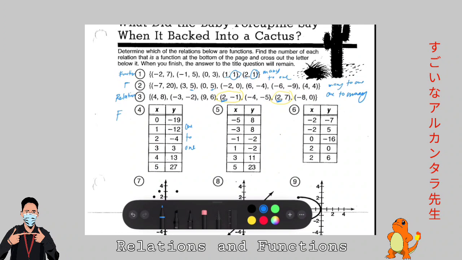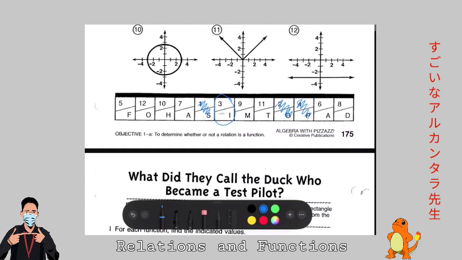Is there any repetition with x values? None. But is there a repetition of y values? Yes, here also. This is actually yet another function. This is now many to 1. So there are many, excuse me, it's the water in me. The many, you have -5 and -3, and they all correspond to one number, and that's 8. That's why it's many to 1. So we're going to eliminate number 5 also.